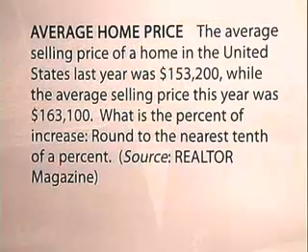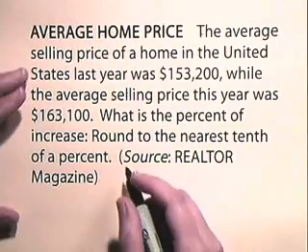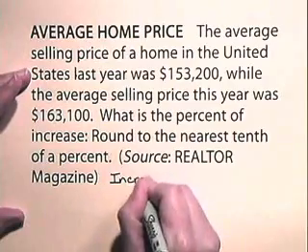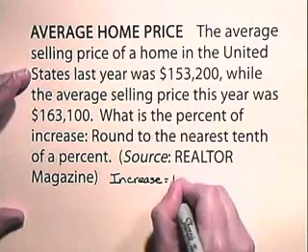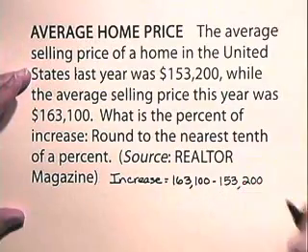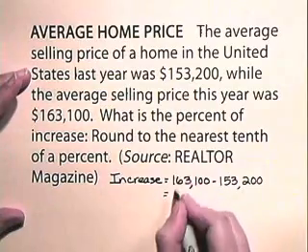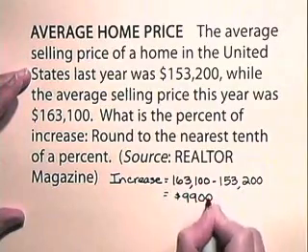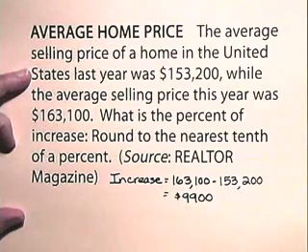Now let's look at two problems involving percent of increase and percent of decrease. The average selling price of a home in the United States last year was $153,200, while the average selling price this year was $163,100. What is the percent of increase? And we will round it to the nearest tenth of a percent. First, let's find the increase. So the increase will be 163,100 subtract 153,200, which gives us an increase of $9,900.